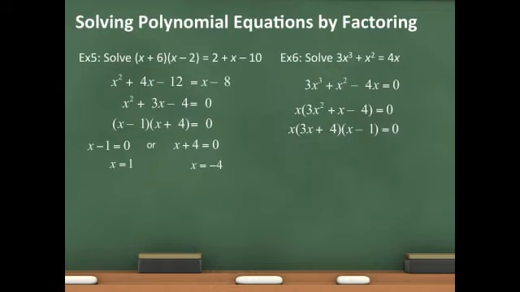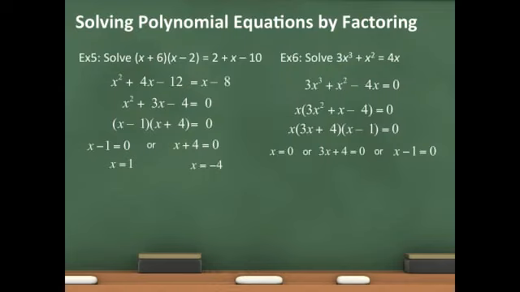We now apply the zero factor property in step 3. Notice that we have 3 factors containing x that are being multiplied here. So when we apply the zero factor property, we'll end up with 3 equations. x equals 0, 3x plus 4 equals 0, and x minus 1 equals 0.